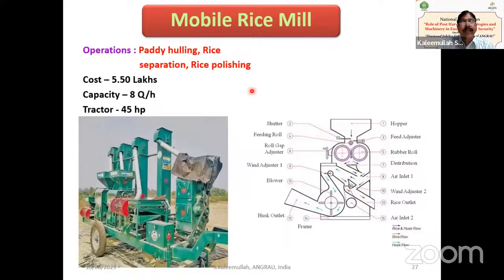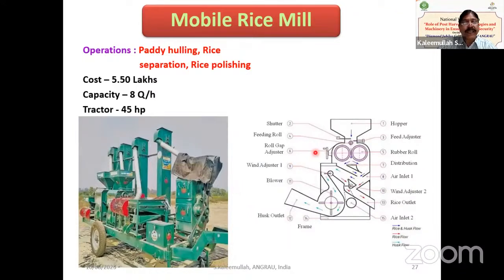And the other one is this mobile rice mill. Here you can see that whenever there is paddy, the farmer has to take that material from his village to a nearby town. Instead, now this type of rice mill is available, whereby hitching it to a tractor, you can carry it from one village to the other village. Its cost is around 5.5 lakhs, and its capacity is 5 quintals per hour, and it has to be hitched to a minimum of 45 HP tractor.